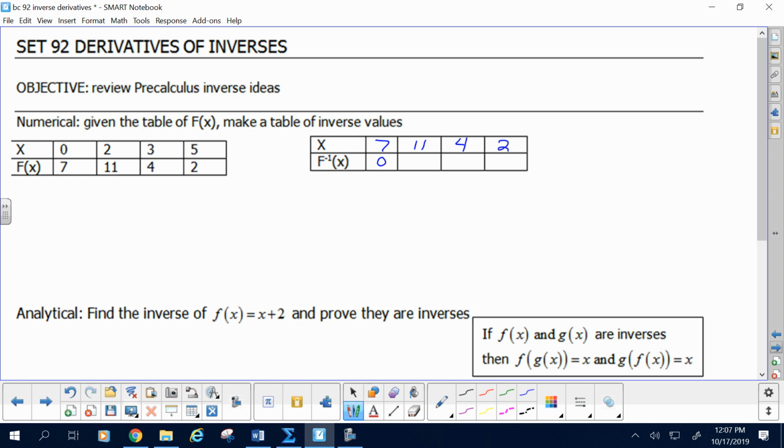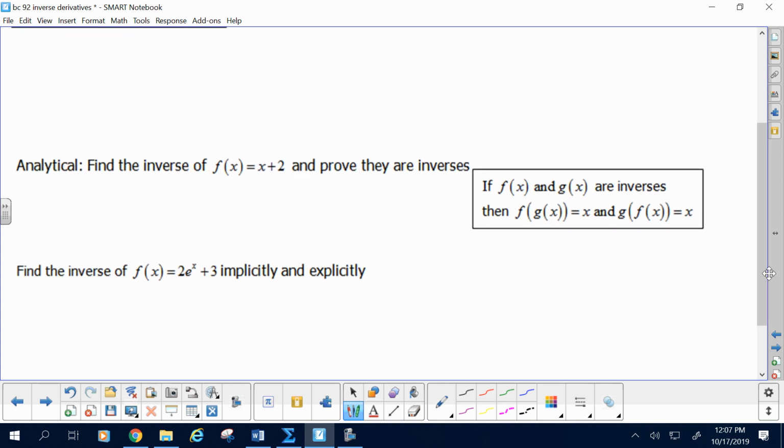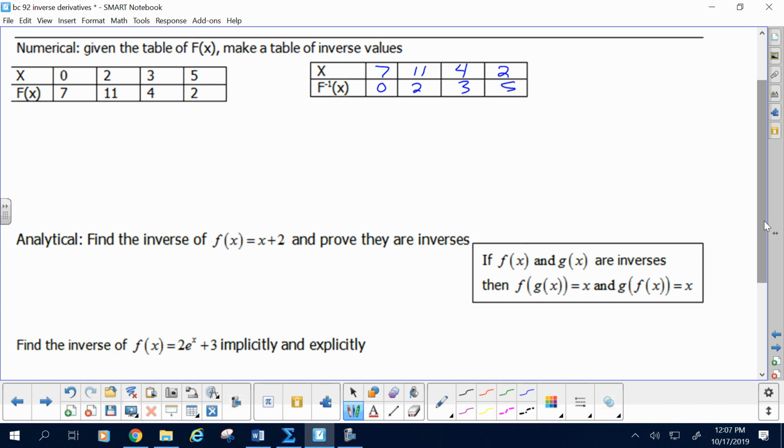So one of the big ideas of inverse is that it involves switching the x and y, right? Okay. Now, what about in terms of proving two things are inverses? How do you prove they're inverses? Actually, just read the box over there. I told you, f of g of x, then g of f of x. Well said. So let's try this.